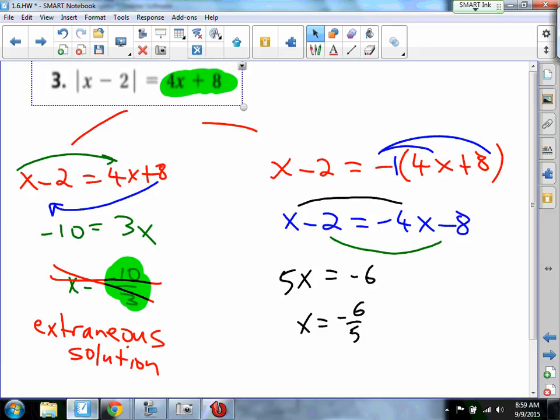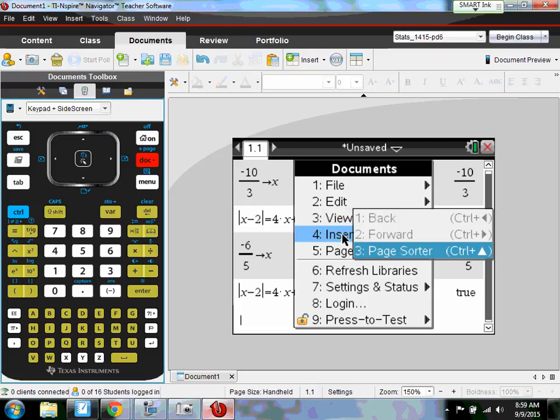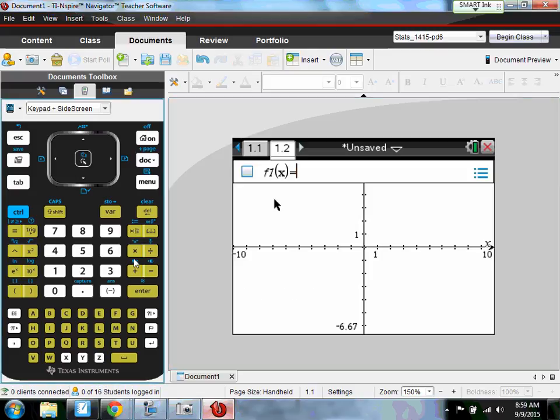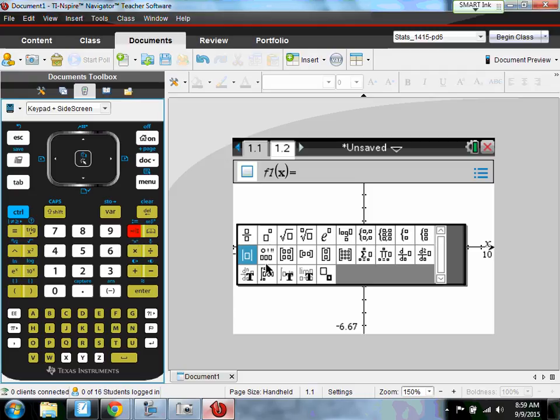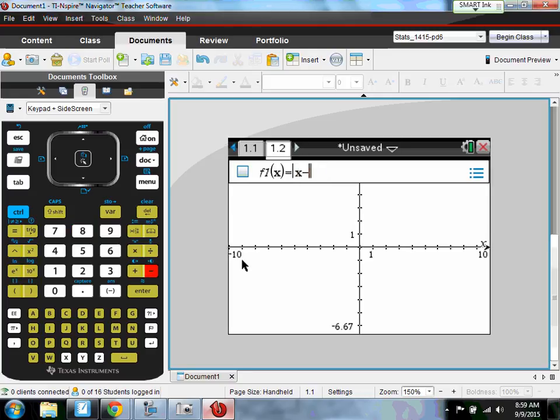All right. Maybe we should look at this one on the graph real quick. We got the TI-Nspire going, so let's go ahead and graph it on there. Doc, insert, we'll insert a graph page. So in absolute value, we got 2x plus 8, wasn't it? Oh, it's x minus 2. What am I thinking? It's x minus 2, and then we're going to subtract the quantity of 4x plus 5.